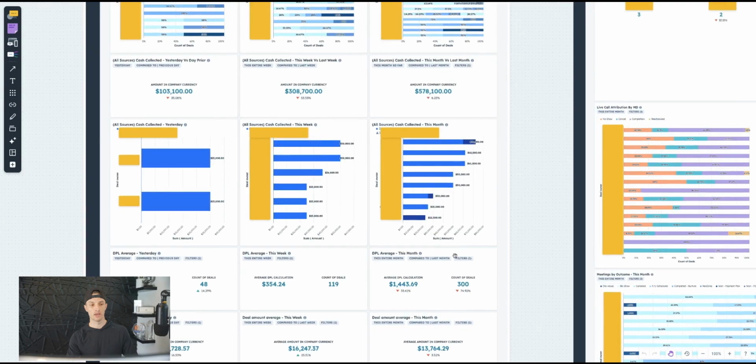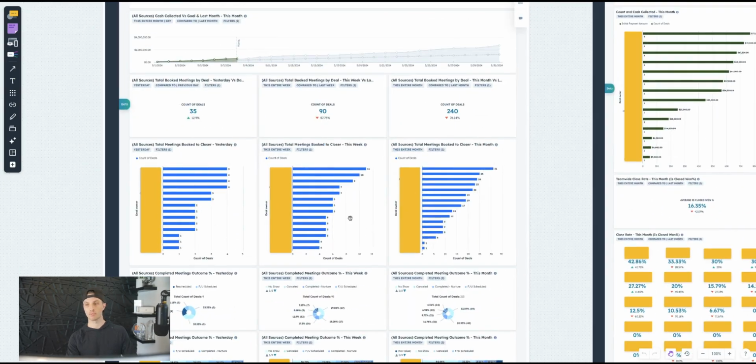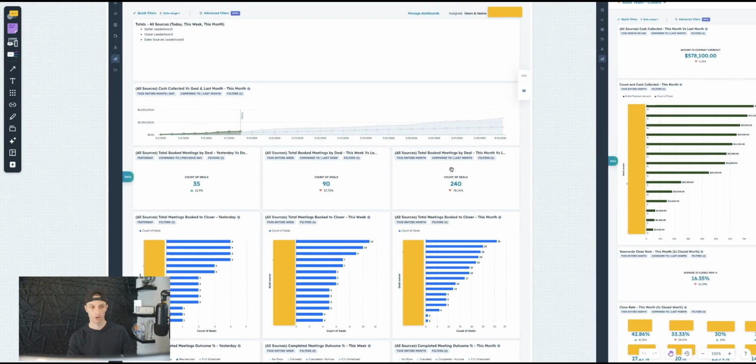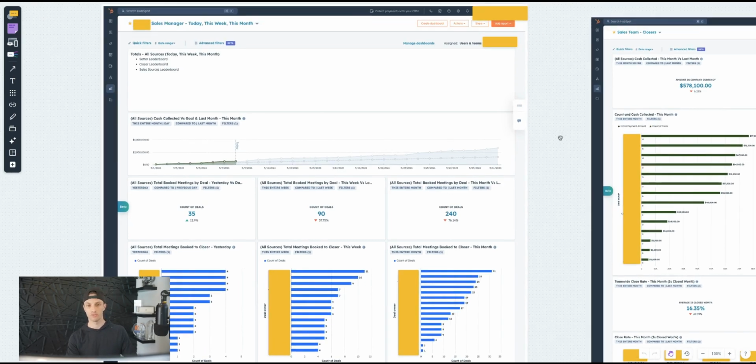The next report, and this is really just so we can get a read on what's happening today, this week, this month. This is more of a drill down report, something that you're going to use maybe a few times a week, right?